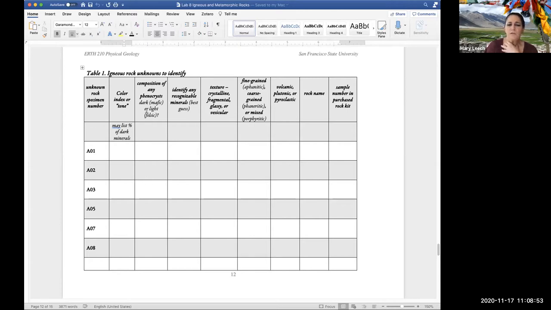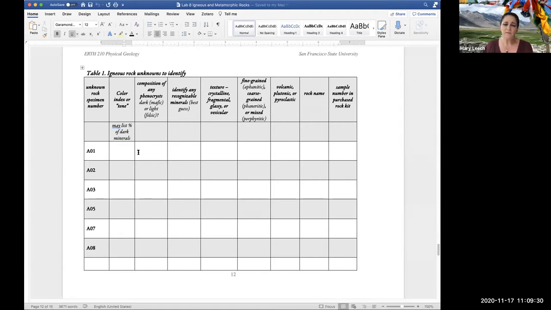Composition of the phenocrysts. If the rock didn't have phenocrysts, then don't identify any phenocrysts. So this would have been answered only if you had a porphyritic rock, right? One with a mixed texture, so it had fine crystals and large crystals in the same rock. I was really just asking you to tell me, are they dark or are they light colored crystals? I wasn't asking you to try to identify the mineral either.